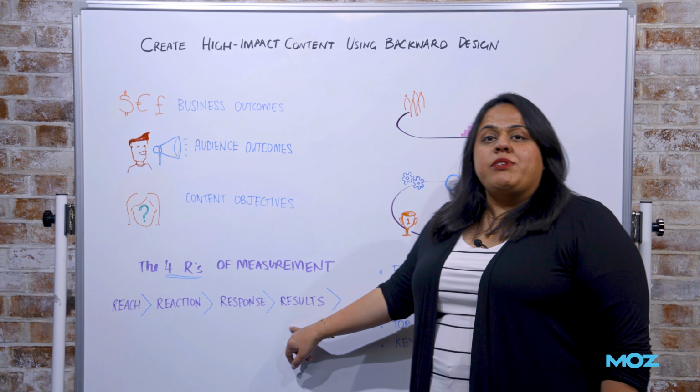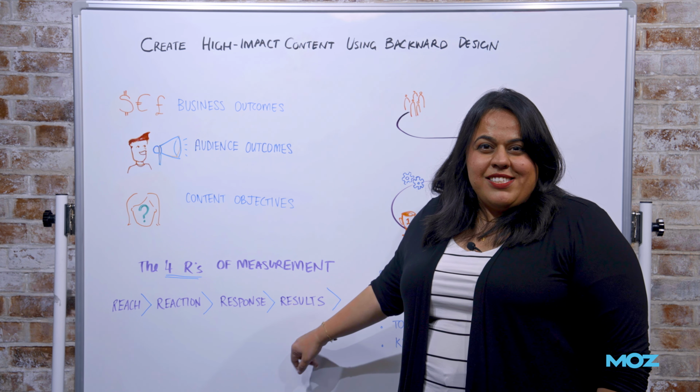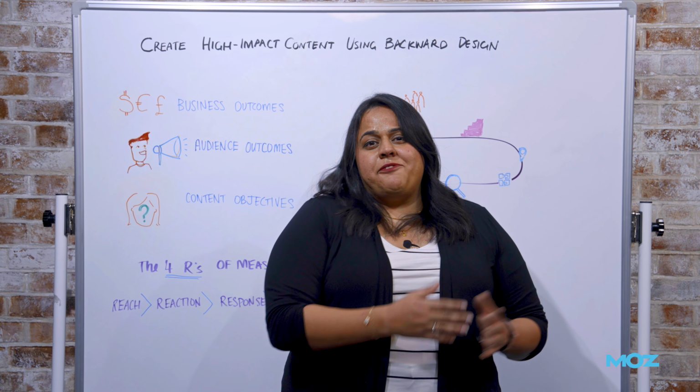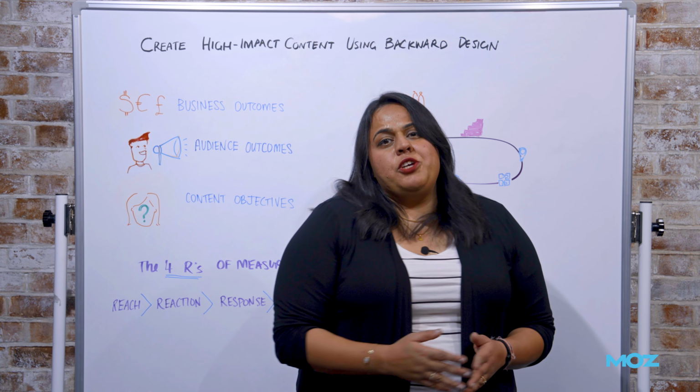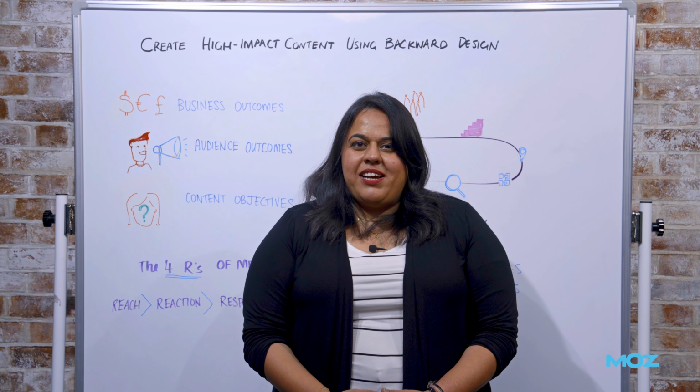And then finally, the results. Like, did we drive the right people? Did we see the volume of cars going up? So in that way, if you aim backwards, if you put measurement first, you'll be much more likely to hit high-value targets with your content marketing.